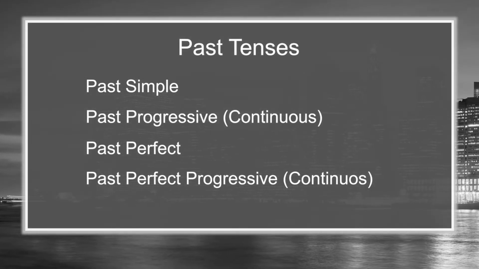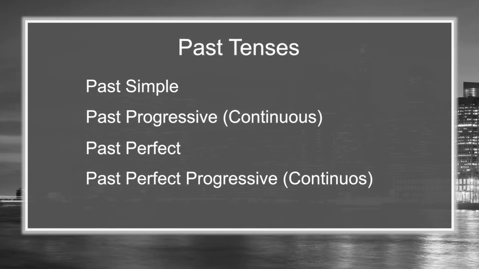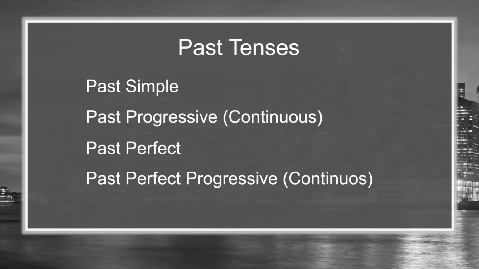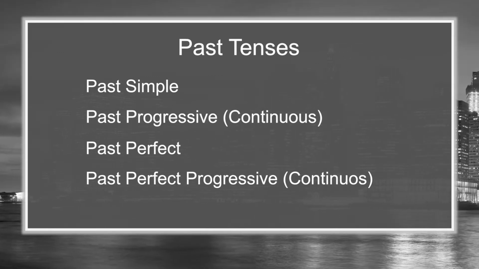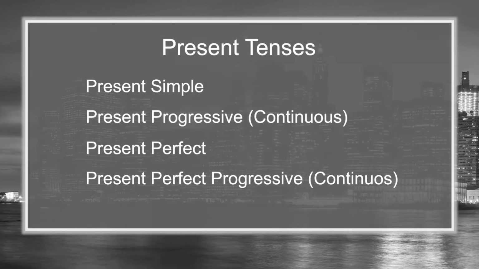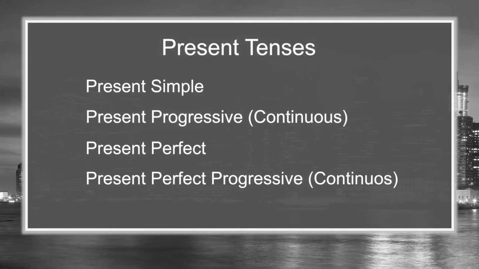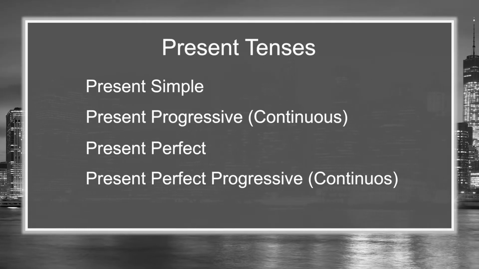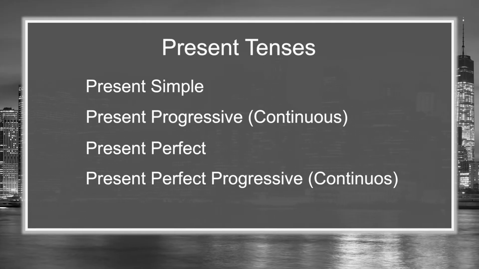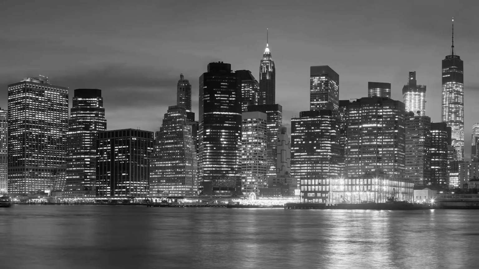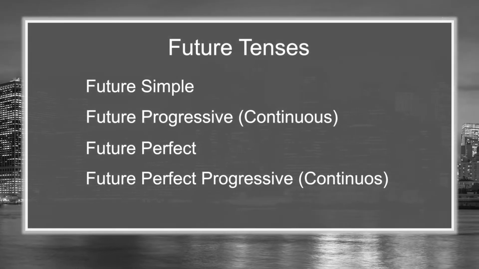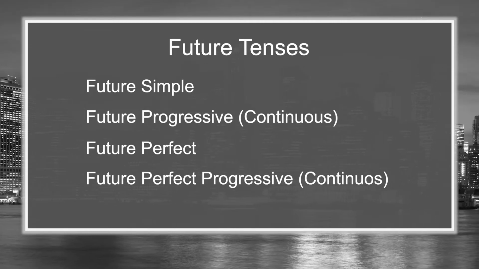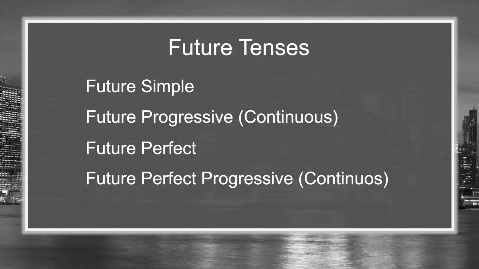The past tenses are past simple, past progressive or continuous, past perfect, and past perfect progressive or continuous. The present tenses are present simple, present progressive or continuous, present perfect, and present perfect progressive or continuous. The future tenses are future simple, future progressive, future perfect, and future perfect progressive or continuous.